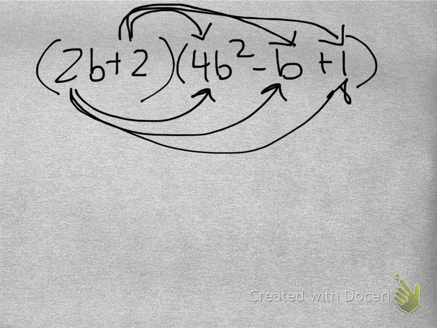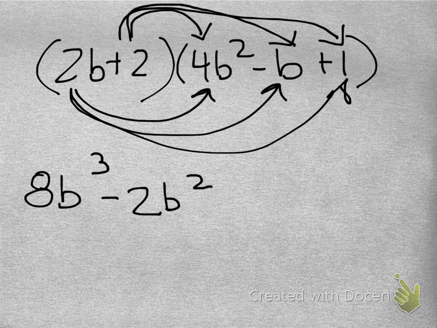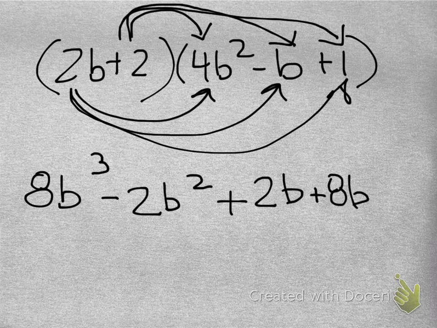And then when we're finished, we're going to combine any like terms. So 2b times 4b squared is 8b cubed. 2b times negative b, that's going to be negative 2b squared. 2b times 1, positive 2b. Then we continue to the number 2, the next term. So 2 times 4b squared is going to be 8b squared. 2 times negative b is going to be negative 2b. And 2 times 1 is going to be positive 2.